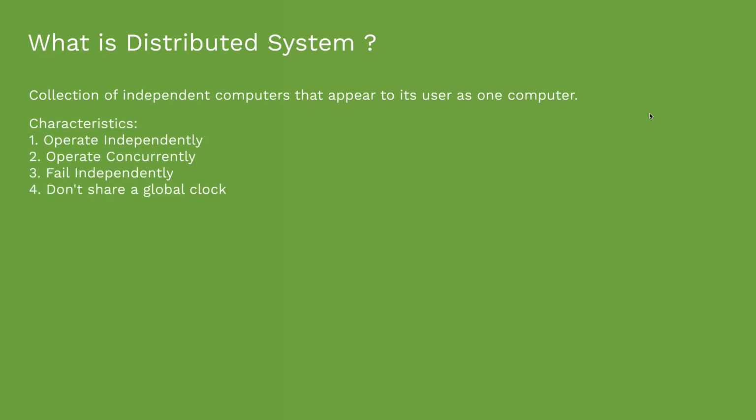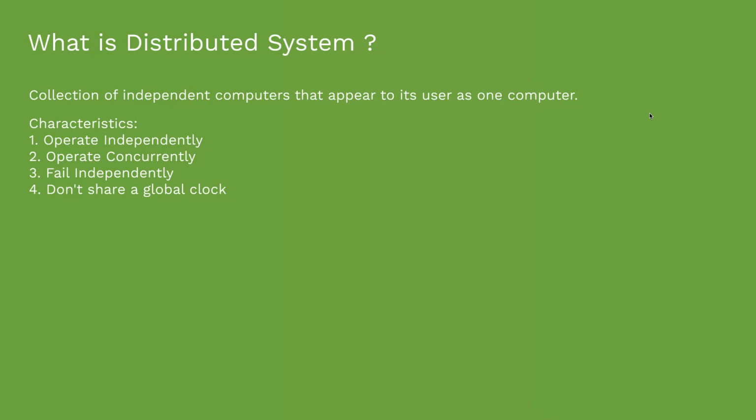So what are the characteristics of it? They operate independently. What I mean by this is if one machine goes down, another machine should not be impacted. Or if one machine is serving a request, another machine should not be impacted because the first one is serving the request. The second is they operate concurrently. All the machines can serve requests parallelly or concurrently.